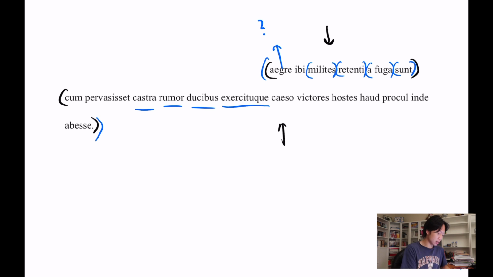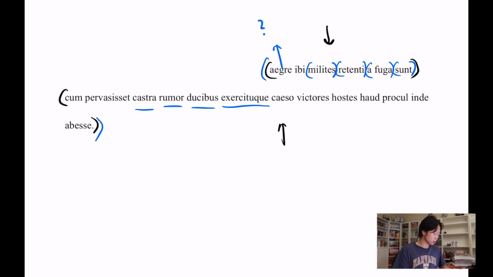Okay, so with this sentence, I have a couple words I know and some I don't. So agre, I'm not too sure what that means. Retenti looks like held back, perhaps, like teneo means hold, re, back. So I'm just going to go with that as my meaning. And then, so the soldiers were held back by flight. Doesn't make sense. From flight. So saying that they weren't allowed to leave, that makes a bit more sense.